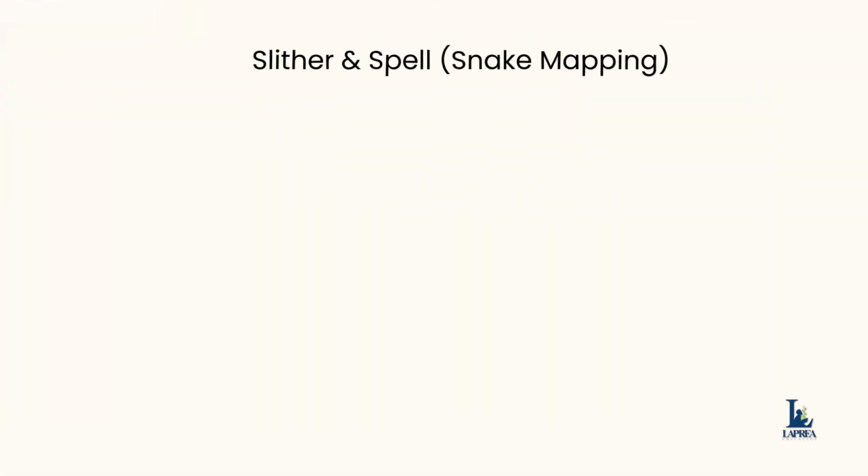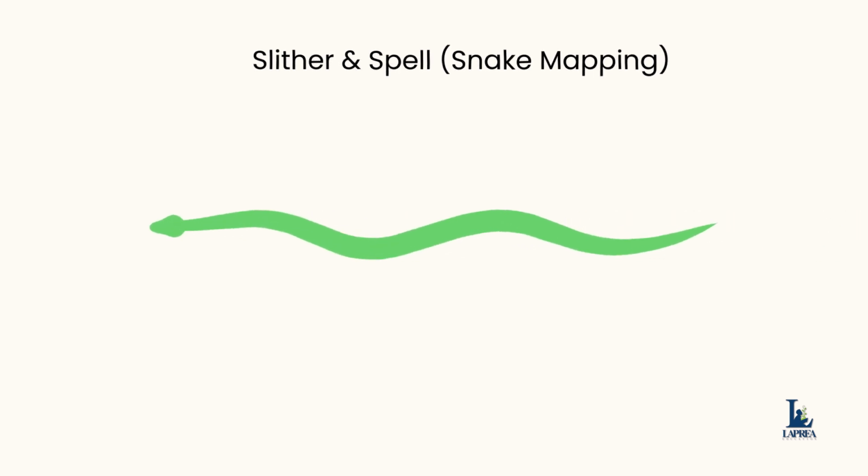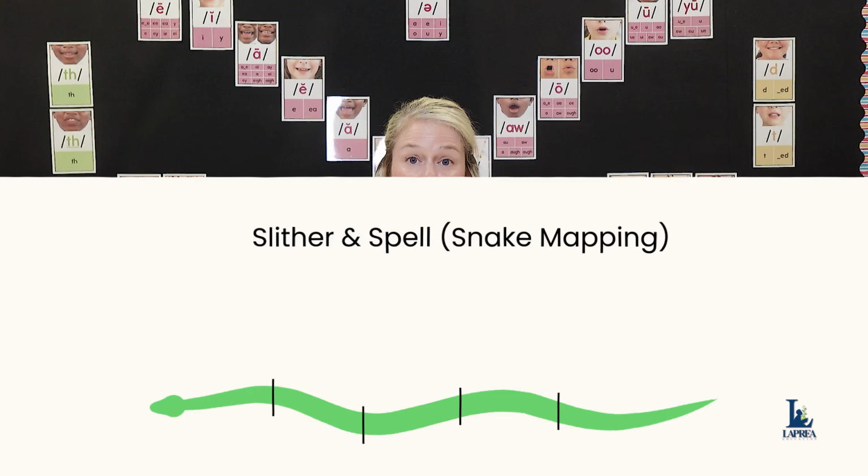Another great activity is Slither and Spell, my favorite. This is snake mapping. So what you'll need is a snake template. The snake templates will have segmented bodies. Each body segment equals 1 sound. So you'll say the word, kids segment it, and they write the graphemes in the snake's body. Then underneath it, they can write the full word, or you can put it on the tail. It's totally up to you.